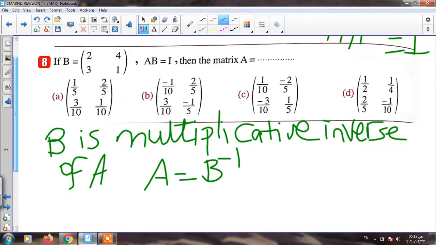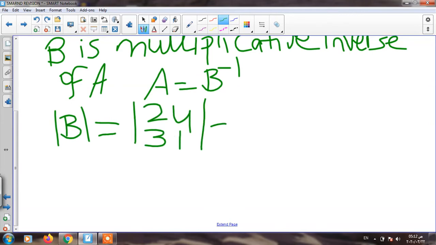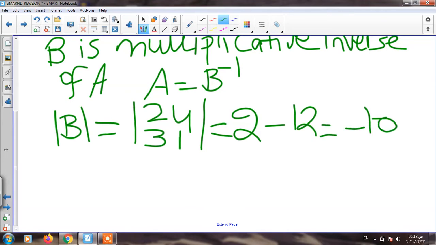So let me find firstly determinant of matrix B. The determinant of B will be 2, 4, 3, and 1. 2 times 1 equals 2. 3 times 4 equals 12. 2 minus 12 equals -10. Yes, in year 1. Another time, how can I get the multiplicative inverse?